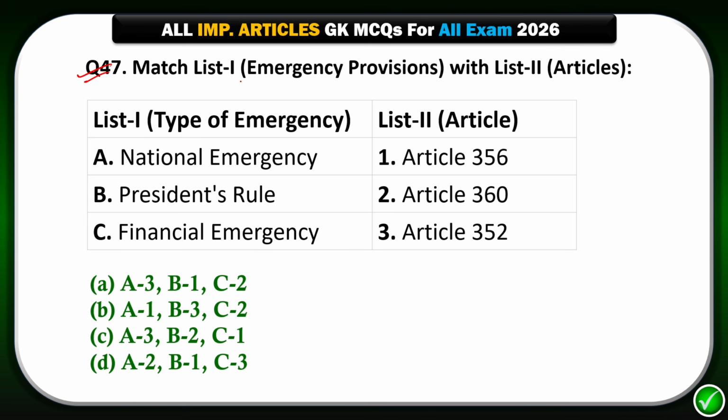Question number 47. Match list 1, emergency provisions with list 2 articles. National emergency, President's rule, financial emergency. Option number A is the right answer. National emergency is related to Article 352, President's rule 356, financial emergency 360.